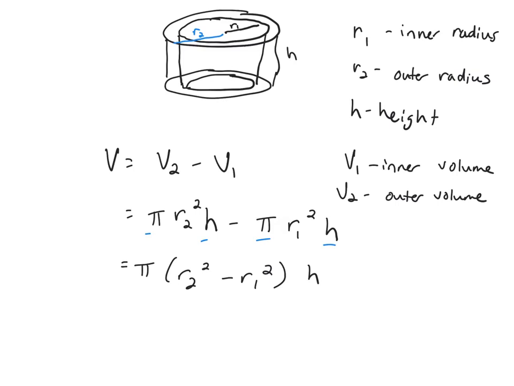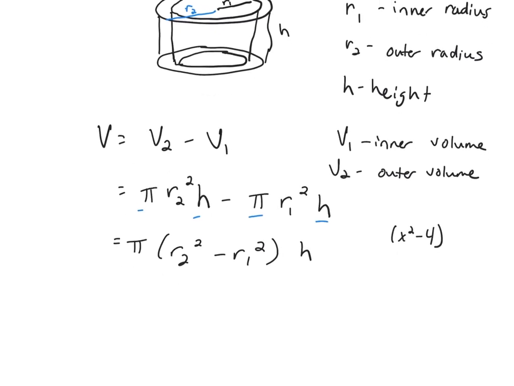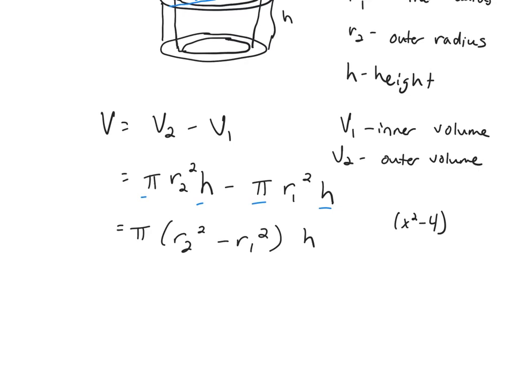This is a difference of squares. R2 squared minus R1 squared, which you can factor. Right? If I asked you to factor like x squared minus 4, how would you factor that? Yeah, plus and minus, right? They're exactly the same, but I have a plus and a minus. So we're going to use that same idea here. I can factor this as pi times R2 plus R1, times R2 minus R1.